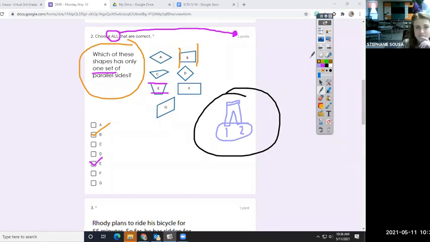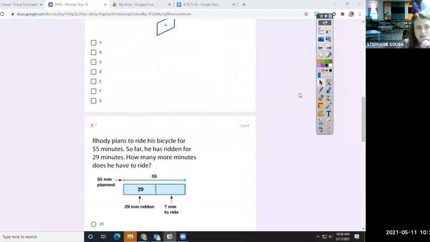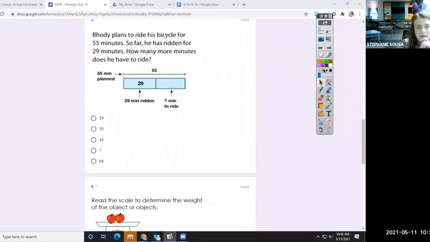All right. Let's take a look at our number 3. Roddy plans to ride his bicycle for 55 minutes. So far, he has ridden for 29 minutes. How many more minutes does he have to ride? Okay, so total, he's gone 55. So far, he's gone 29. We've got to figure out what's left.